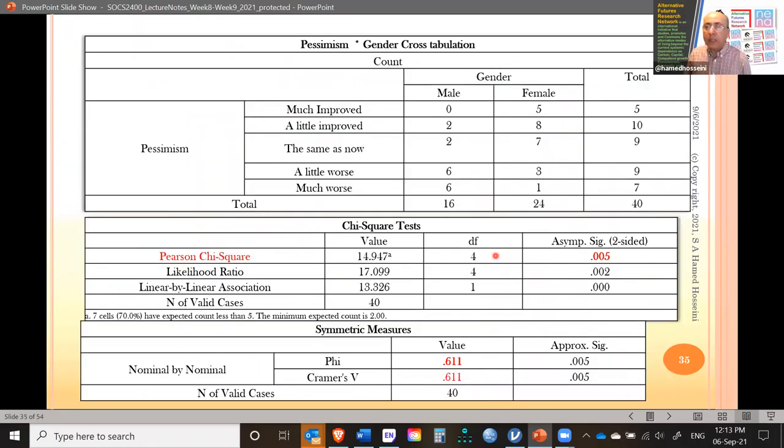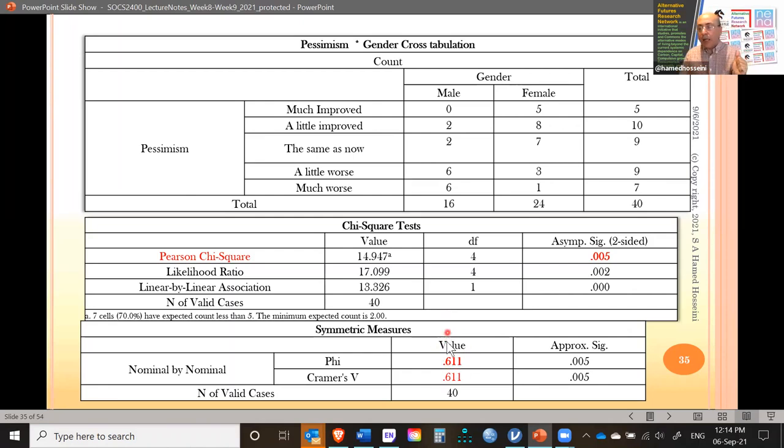Now let's see what the other tests would tell us. As you can see, the chi-square test would tell us the p-value is very small, much smaller than 5%. It's 0.005. So it's definitely statistically significant. The differences between the genders in terms of their pessimism can be extended to the broader society.